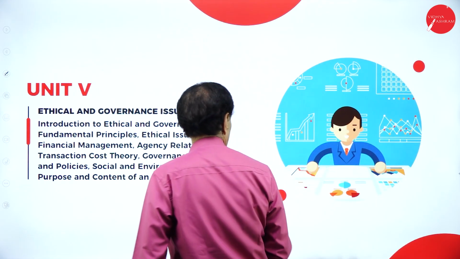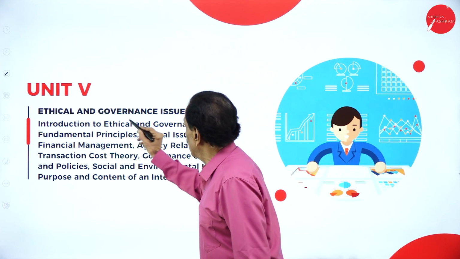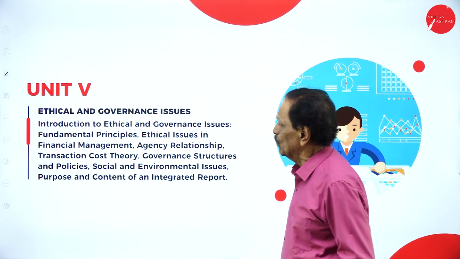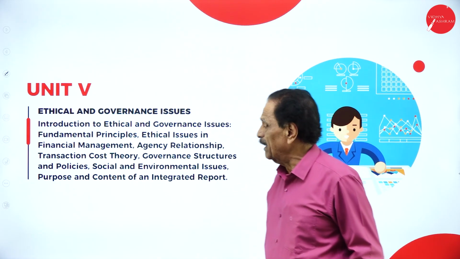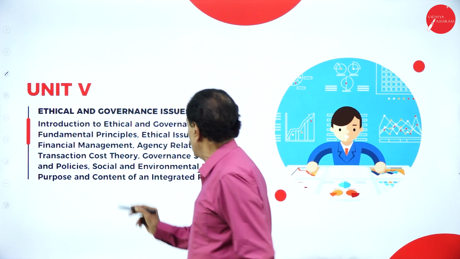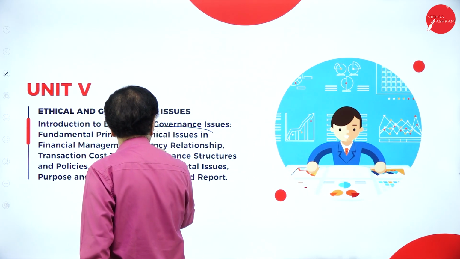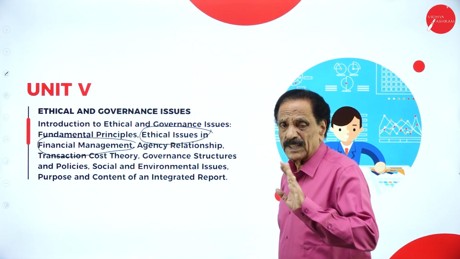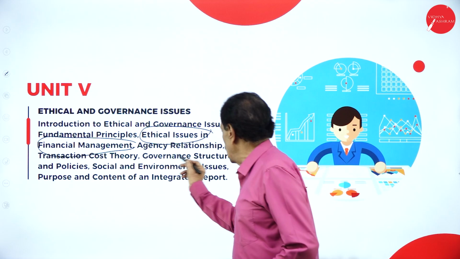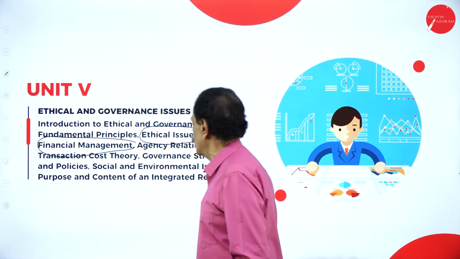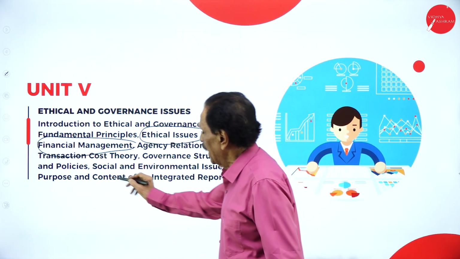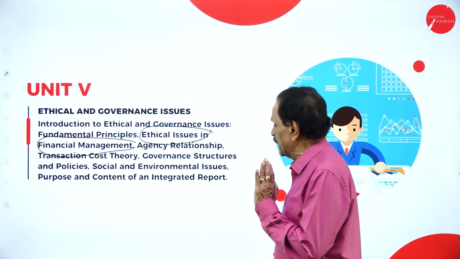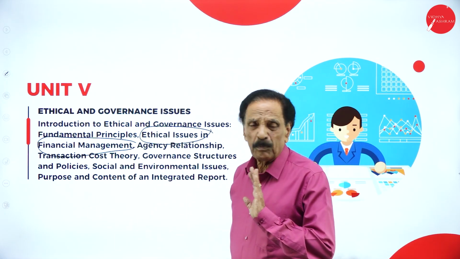Then we'll go to Unit 5, ethical and governance issues. Introduction to ethical and governance issues, fundamental principles, ethical issues in financial management. This is important. Here we are going to explain what is ethical issue in financial management, the agency relationship, transaction cost theory, governance structure and policies, social and environment issues, purpose and content of integrated report. Here only theory questions, no problem will be asked.